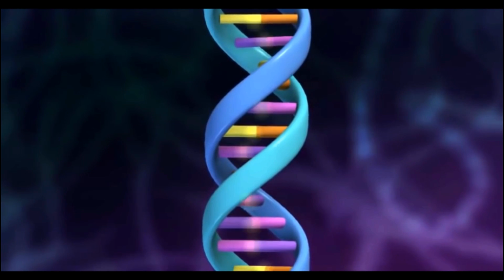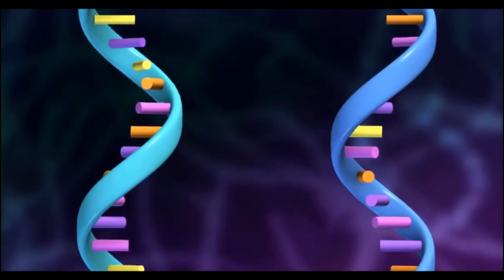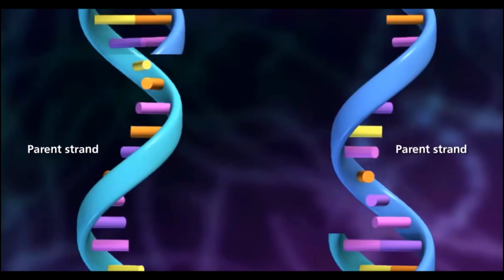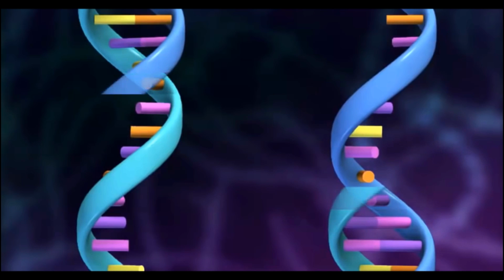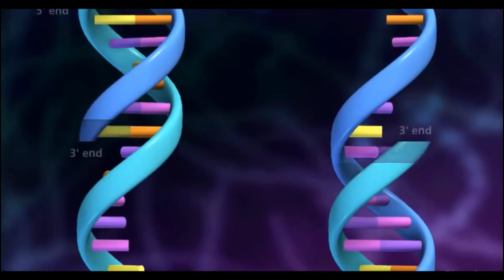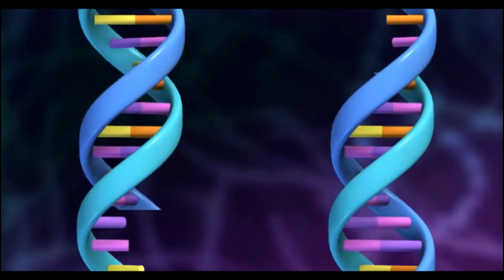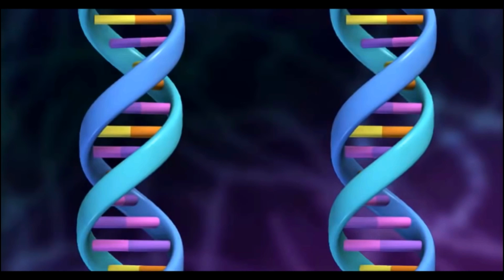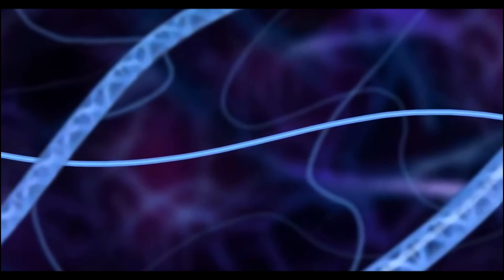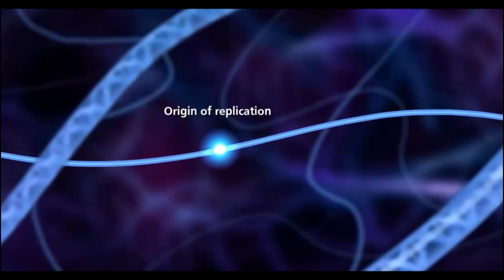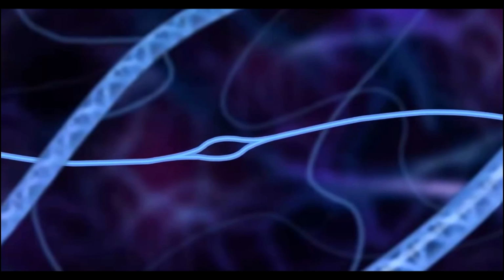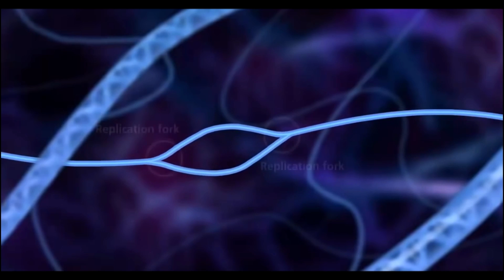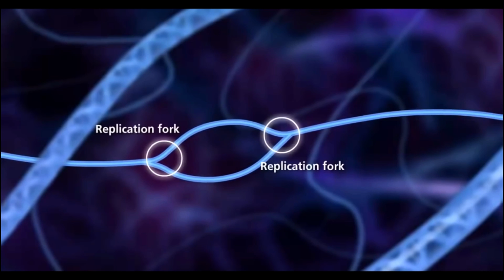Replication begins with the double-stranded DNA being separated, and each original strand, called the parent strand, is used as a template for the complementary base pairing of nucleotides to make two new molecules. DNA replication occurs in the 5' to 3' direction, adding new nucleotides to the 3' end of the newly forming strand. DNA replication will begin at a specific area of the molecule called the origin of replication. This denotes the area of active replication called the replication fork.